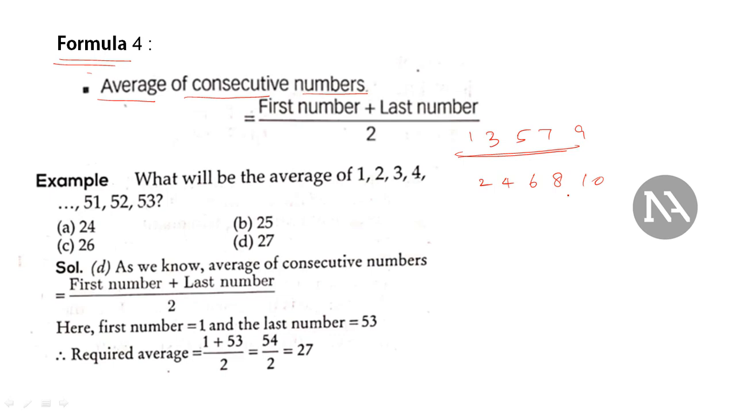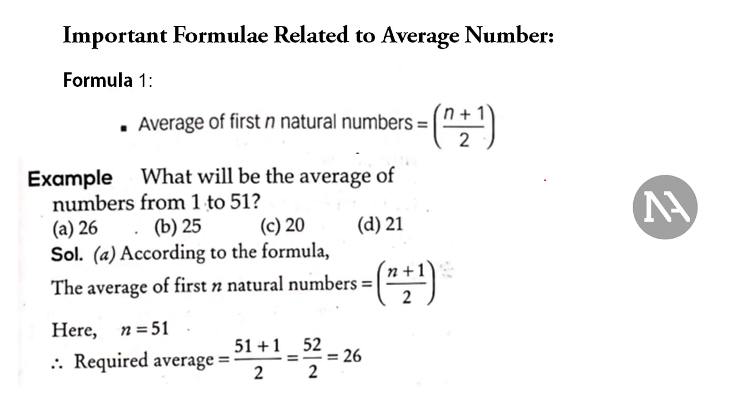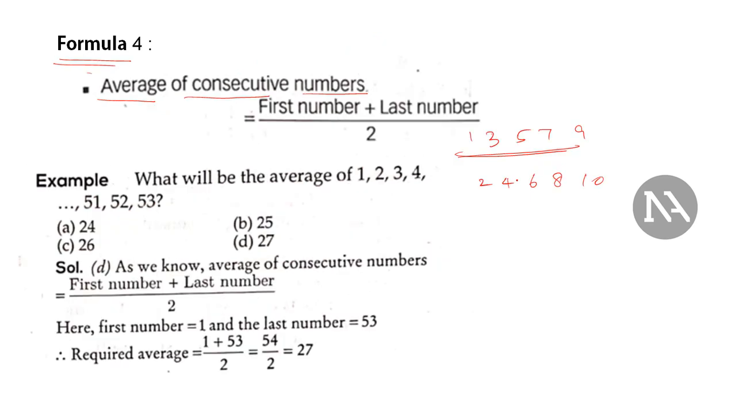Then formula 1 is first n natural numbers: 1, 2, 3, 4, 5, 6. So it has to start from 1. But this formula 4 is for numbers that can start from anywhere. It can start from 25, 26, 27, 28, 29. But they need to be consecutive. Consecutive means, if you add 1 to 25, it will be 26. And if you add 1 to this number, that will become 27. So this is called consecutive numbers.